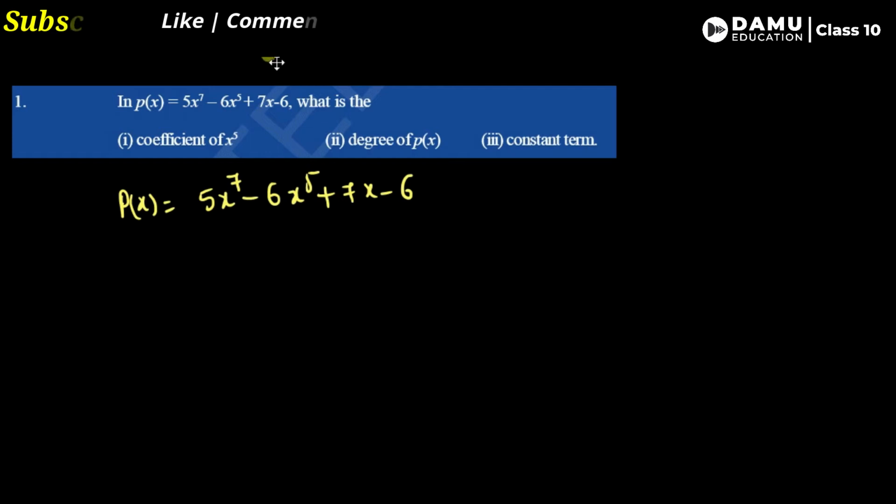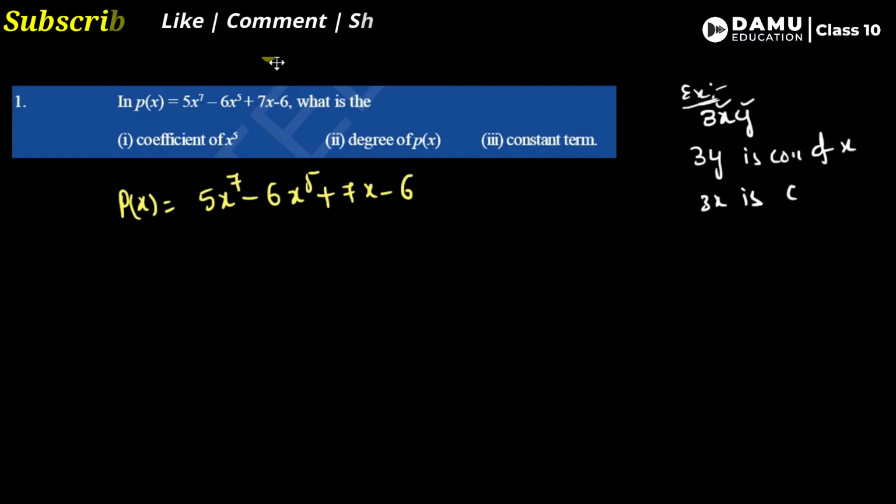So before going to that, we should know what the coefficient is. The coefficient means, let's take 3x is y. What is the coefficient of x? Example I am giving here. 3y is the coefficient of x. Then coefficient of y means 3x is the coefficient of y. So whatever given term, we have to remove it from the given expression, and the remaining one is what we have to write.